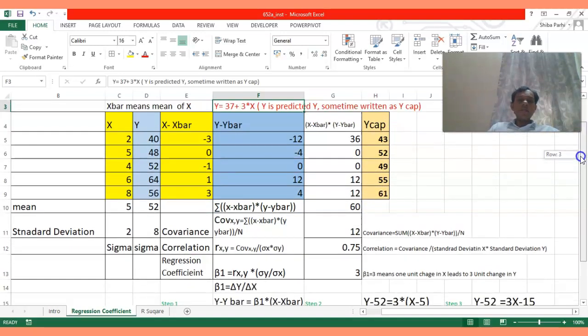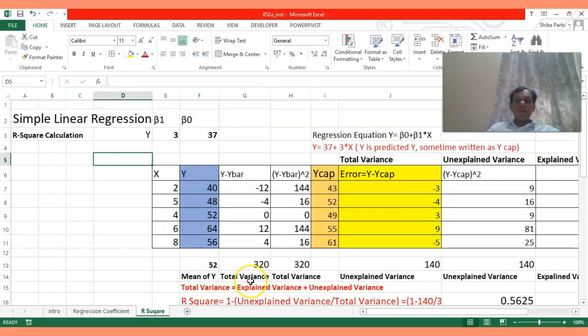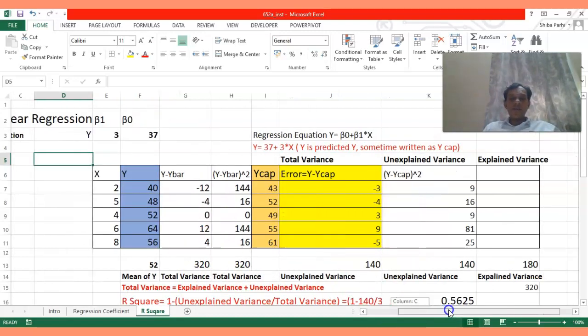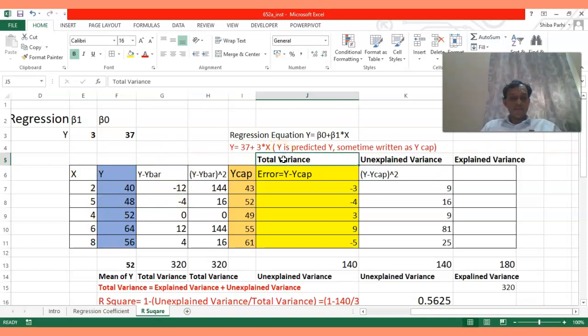So we understood the predictive power and how we can frame the equation when there are two variables and their respective data are there. So let us see the R square, how the calculation we can do. Here we have x and y. Let us first find out the total variance.